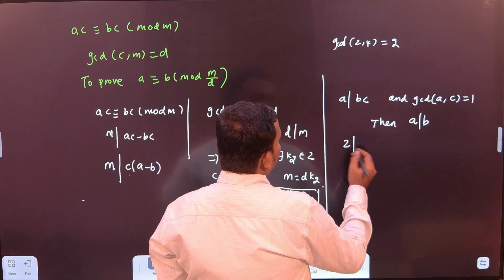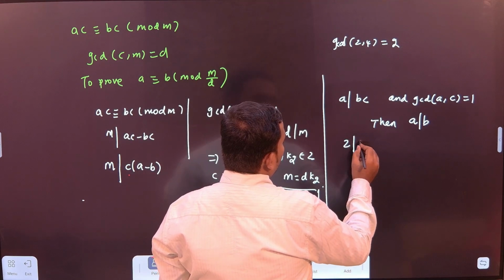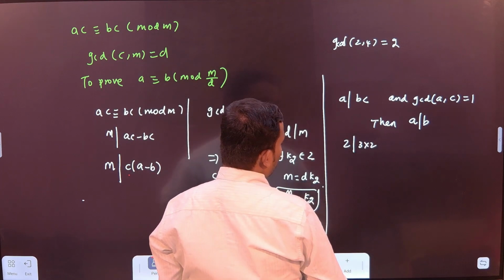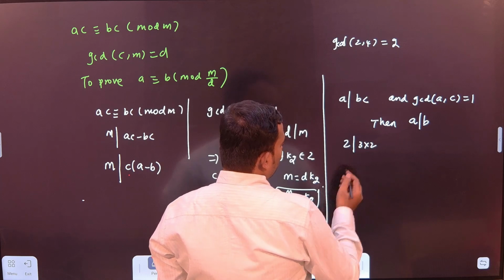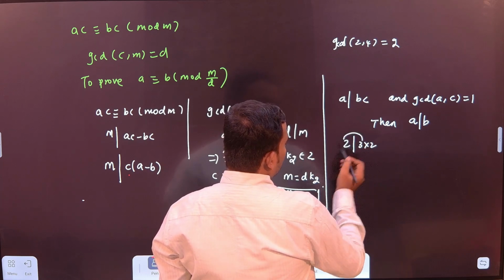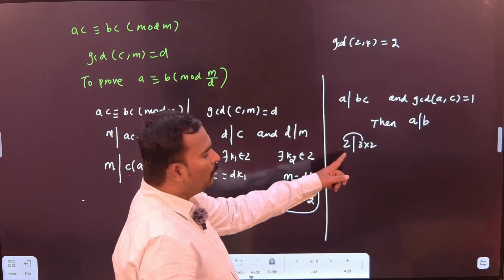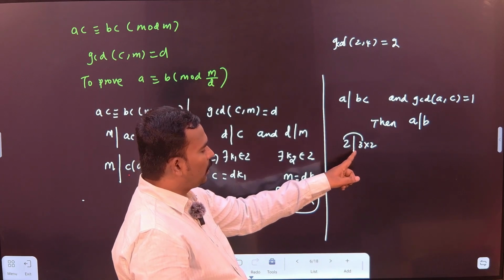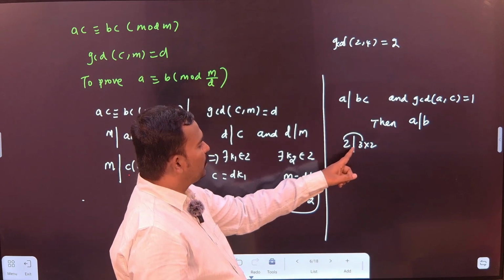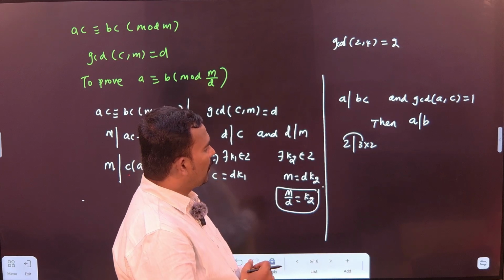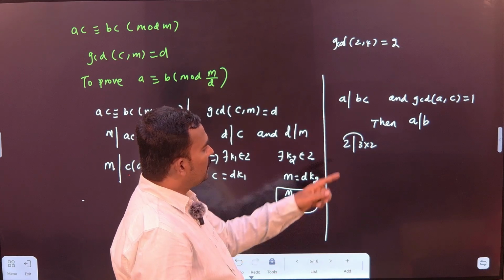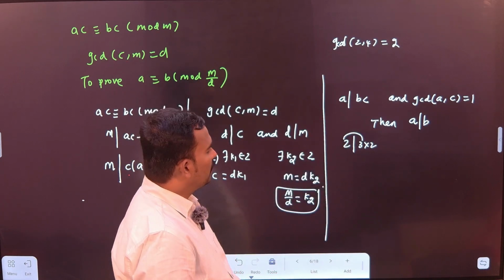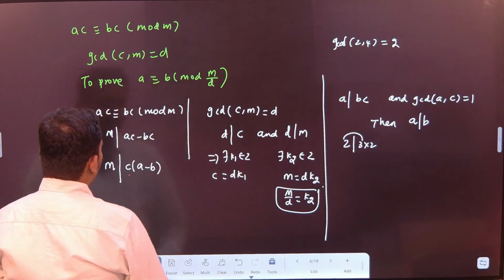2 divides 3 into 2, you can say, right? This is 6, right? So you can see 2 and 3 are relatively prime. The HCF of this will be 1. Otherwise, GCD of 2 and 3 is what? 1, right? Then you can say 2 divides 2. Clear? Okay, the same way.